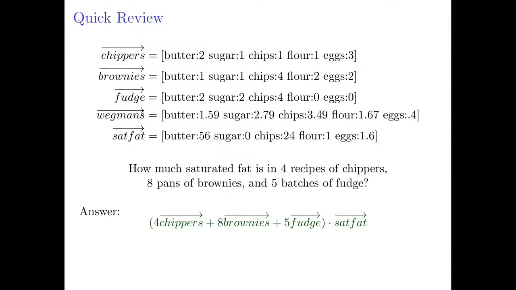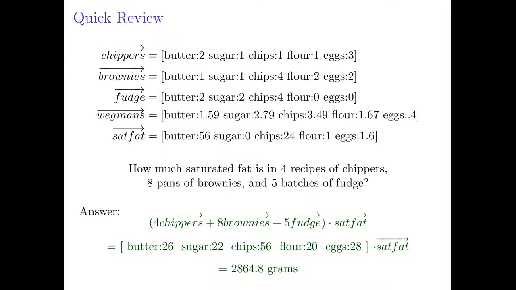The answer is going to be that. Multiply all of the quantities times the recipe vectors in question, add all those combined things together and then dot product it with a saturated fat vector, and I end up getting this. A whopping 2,864.8 grams of saturated fat is what I'm going to get and serve to my customers. Hopefully they don't die after that.